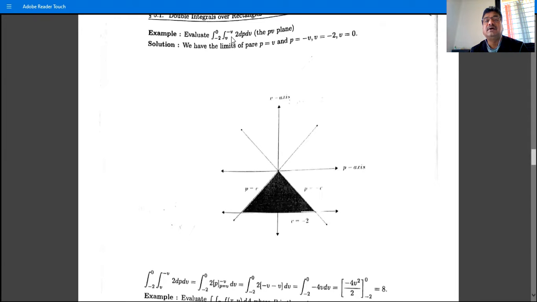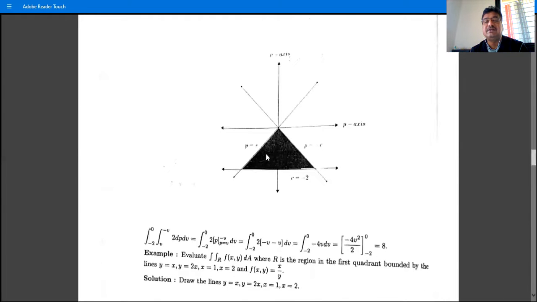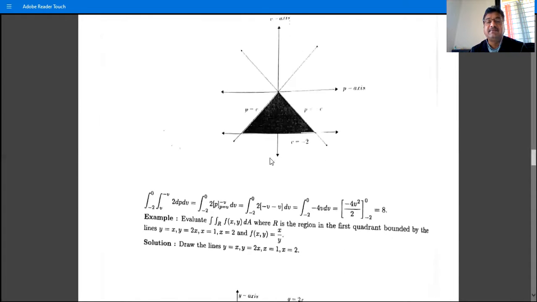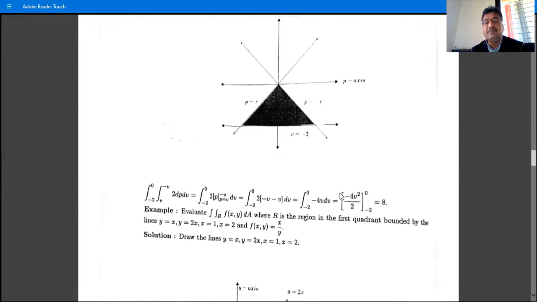v is equal to minus 2 is this line, and v is equal to 0 is this line, meaning the p axis. Okay, and the area bounded by all these curves is this triangular region. The shaded region is the area bounded by them. And so we can change the order of integration, or we can directly integrate with respect to p first and then with respect to v.